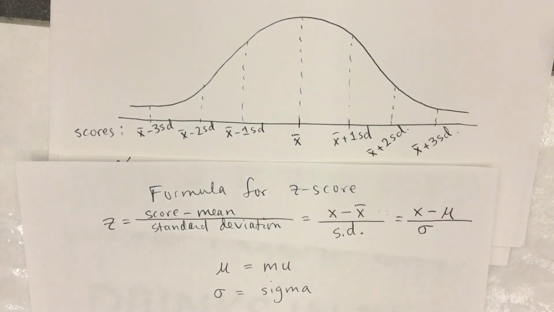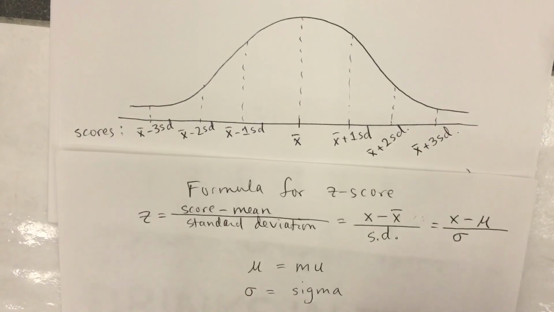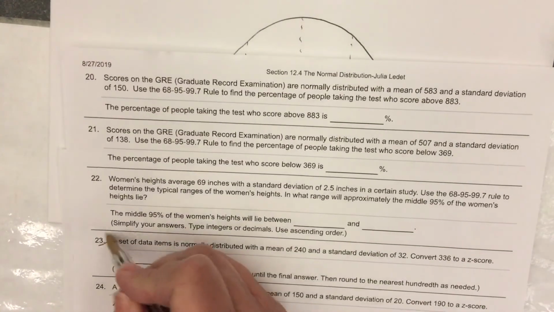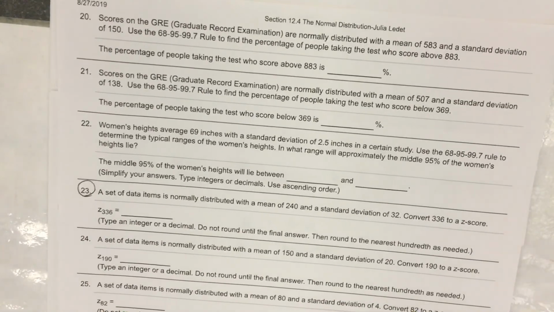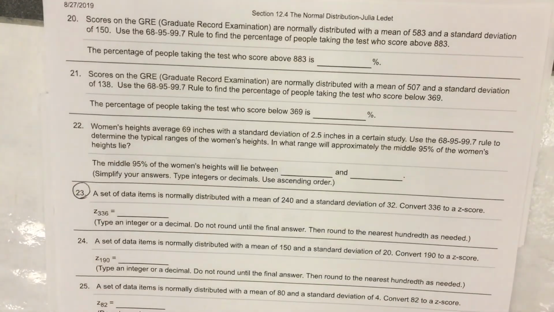So there's the formula for z-scores. Let's do a couple of problems. I'm looking at number 23. You do have to learn the formula for a z-score. So my suggestion is going to be write it down every time you use this formula.